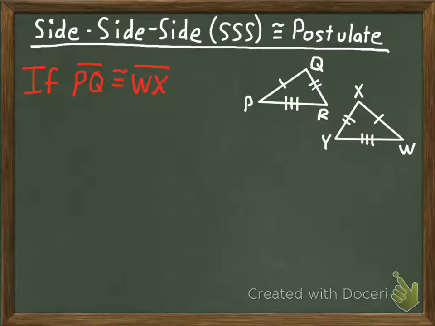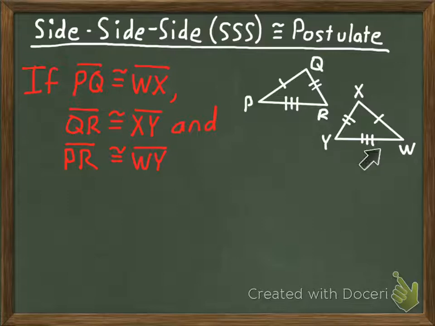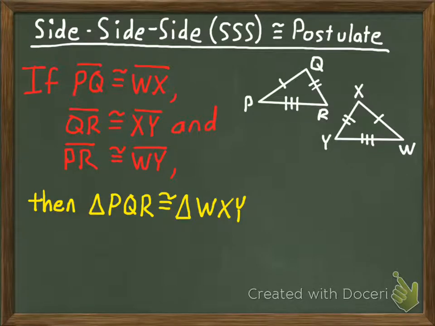Alright, if we know that segment PQ is congruent to segment WX, segment QR is congruent to segment XY, and segment PR is congruent to segment WY, then that automatically makes these 2 triangles congruent to one another. We don't even have to know what the angles are. They are congruent to one another. And whenever you use the fact that all 3 sides of one triangle are congruent to all 3 sides of another triangle in order to prove that the triangles are congruent, you're using the SSS postulate. And so I wrote by the side-side-side congruence postulate.